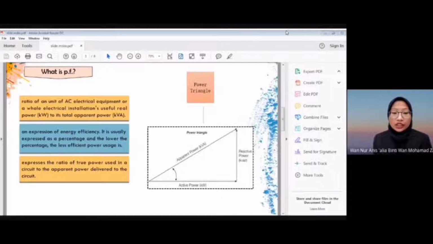The relationship between active, reactive, and apparent power is usually represented by a power triangle here. In addition, power factor expresses the ratio of true power used in a circuit to the apparent power delivered to the circuit. A 96% power factor demonstrates more efficiency than a 75% power factor. A power factor below 95% is considered inefficient in many regions.